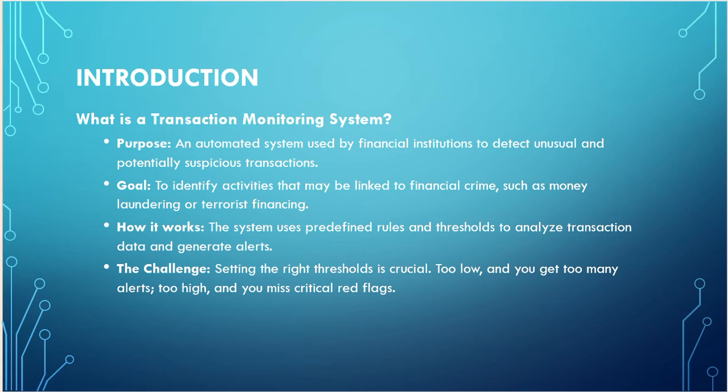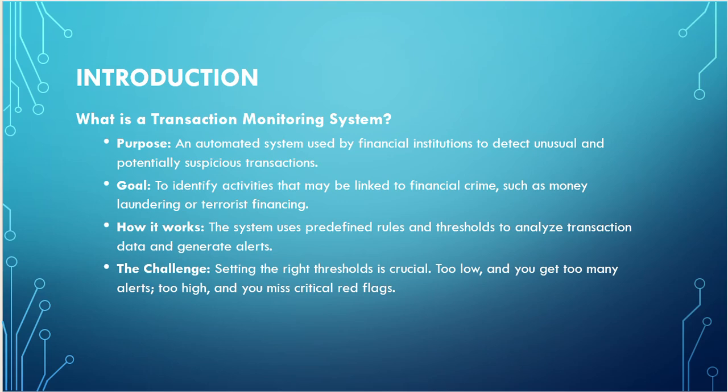The purpose of the transaction monitoring system is to automate the system used by financial institutions to detect unusual and potentially suspicious transactions, to identify such transactions and put an alert on them. We need to calibrate these models and check that they are performing well, because calibration has benefits. I'll discuss what the benefits of that calibration are.